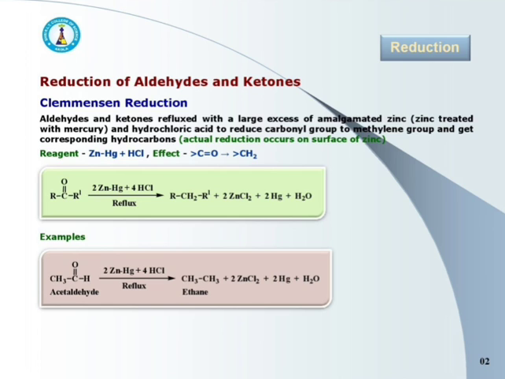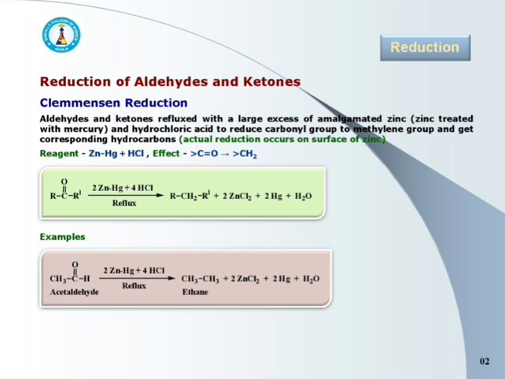See the reaction. RCOR', that is aldehydes or ketones, that is carbonyl compounds, on reduction using Clemmensen's reagent are converted to RCH2R', that is hydrocarbons, with loss of zinc chloride, Hg and H2O.